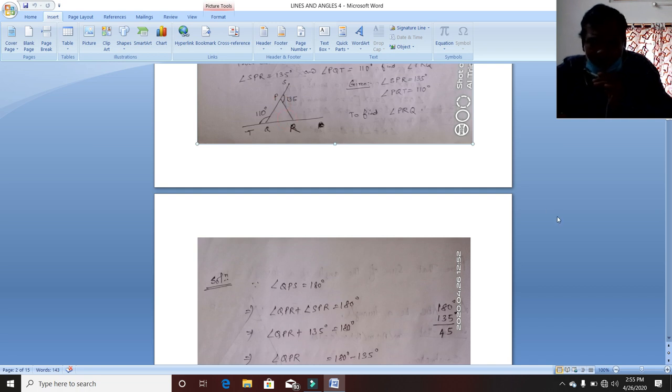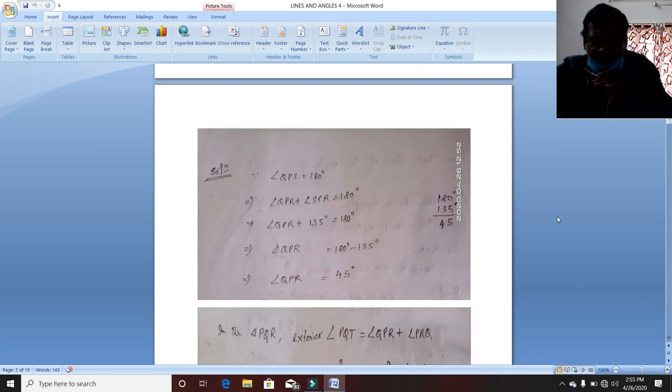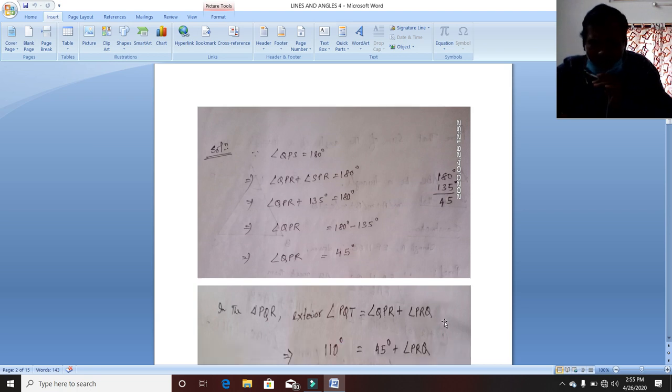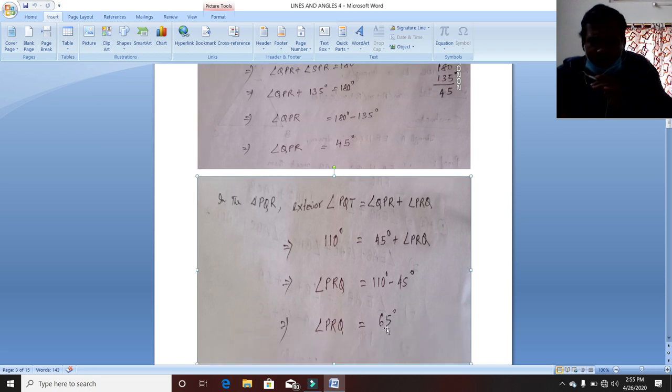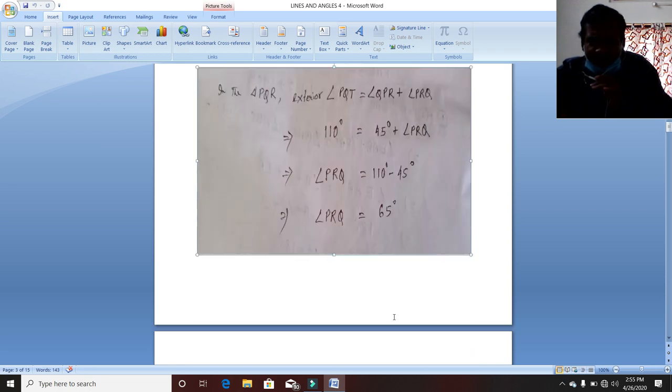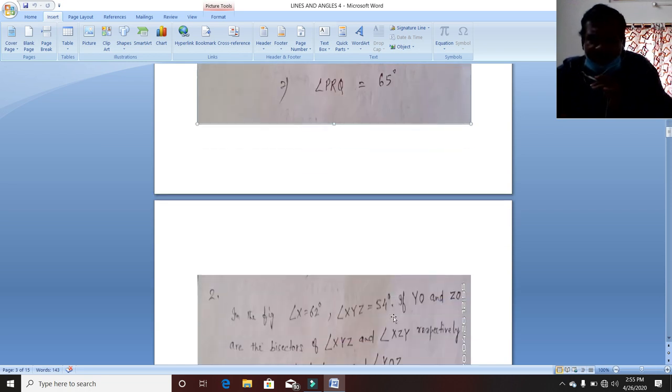Yes or no? So what happened? Exterior angle PQT equals angle QPR plus angle PRQ. Now you see PQT, it is given in the question that its value is 110, and this QPR I found as 45 degrees, and this PRQ I have to find out. Now transposing this, I am getting the value of PRQ as 65 degrees. Thus problem 1 is solved.